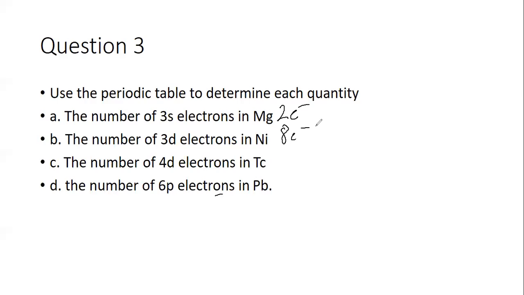Tc, the number of 4d electrons in Tc, 1, 2, 3, 4, 5 should be 5, because it is the 5th element in the D block. And then for lead, lead is the 2nd element in the 6p block, so it gets 2 electrons. Any questions about how to determine the number of electrons in each block?